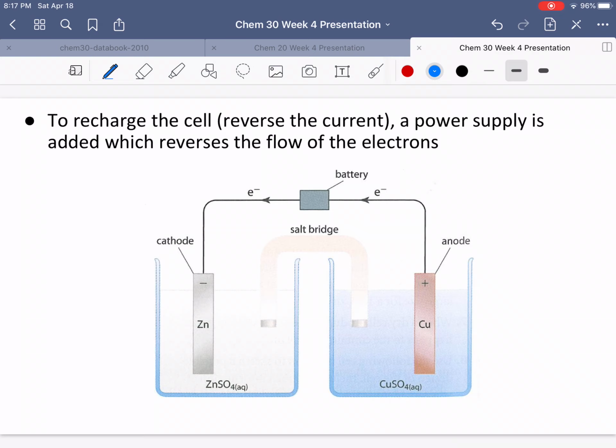Now, what if we want to do what's called recharging the cell? In other words, we're going to force, like I said, that current to go the other way.